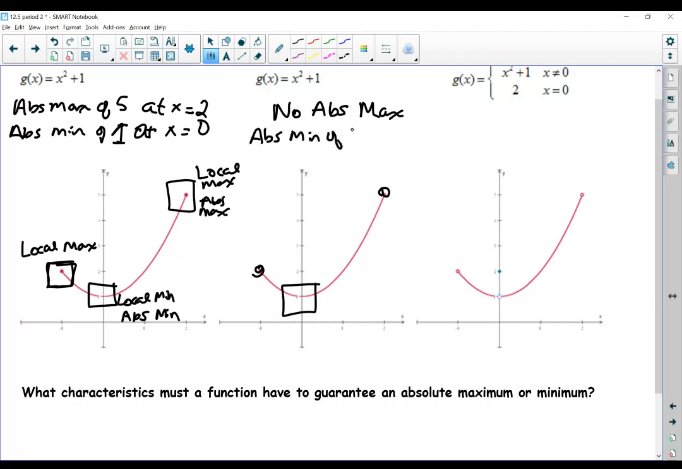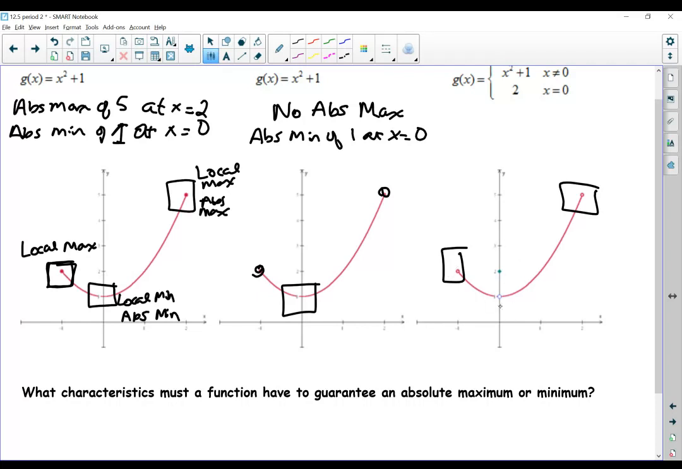I will say, however, that we do have an absolute min of 1 at x equals 0. Because of these open circles, we do not have an absolute max, because these would be local maxes and neither of them are closed. And again, we cannot talk about an intended height. We could only talk about an actual height.